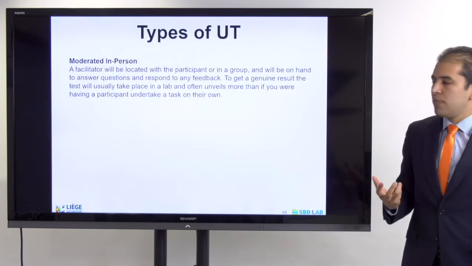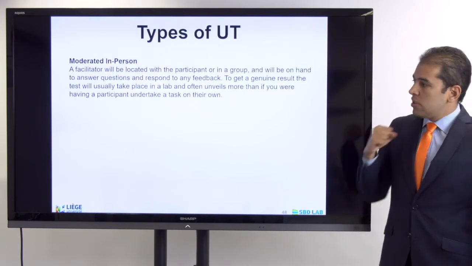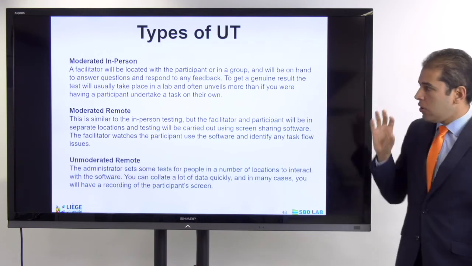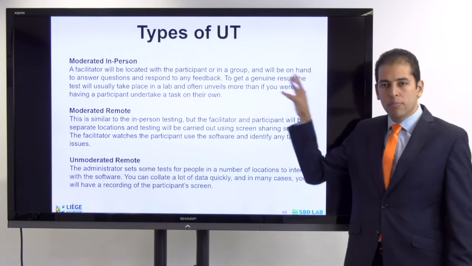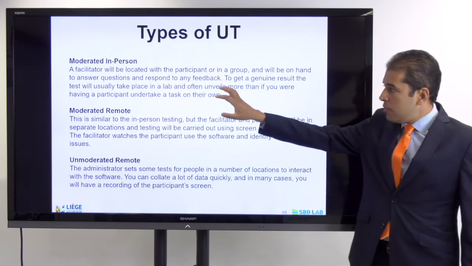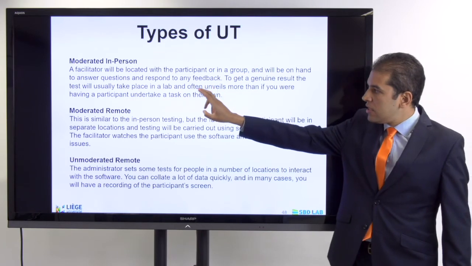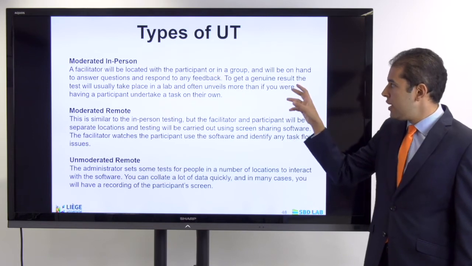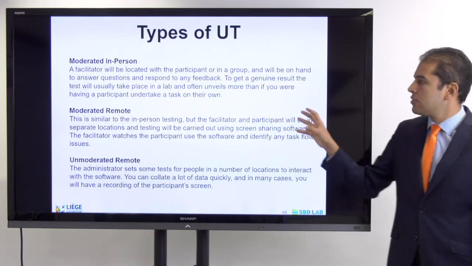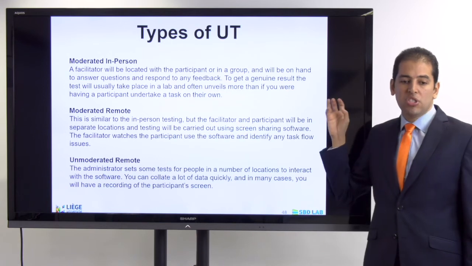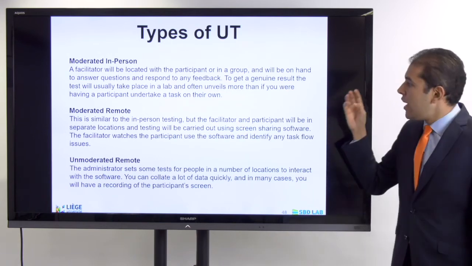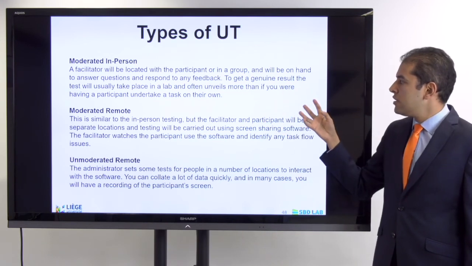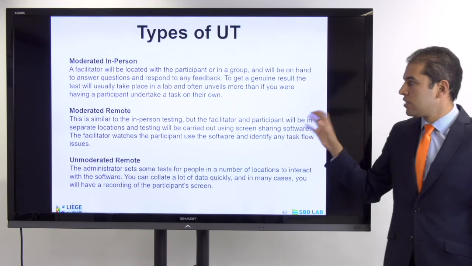Now, there are different types of usability testing. There is the moderated in person, there is the moderated remote, and there is the unmoderated remote. I always advise to use the moderated in person. Why? In a moderated in-person usability test, the facilitator will be located with the participant or in a group, and will be on hand to answer questions and respond to any feedback to get a genuine result. And the test will usually take place in a lab, and often unveils more than if you were having a participant undertake a task on their own.